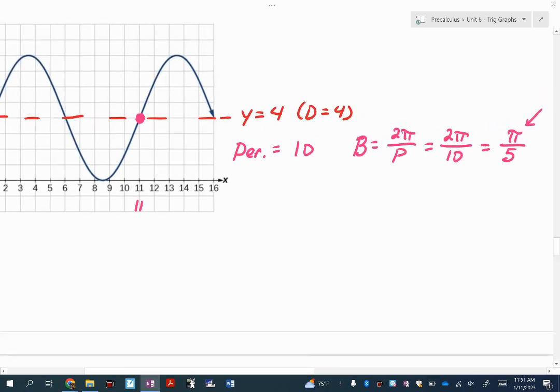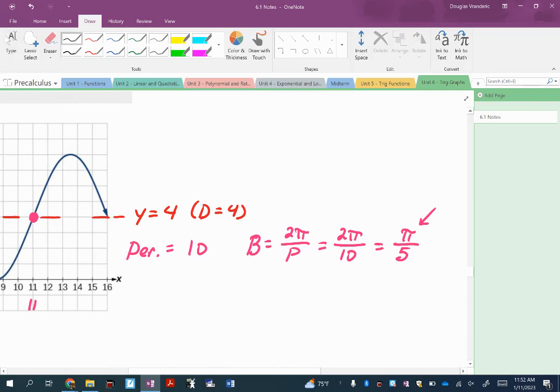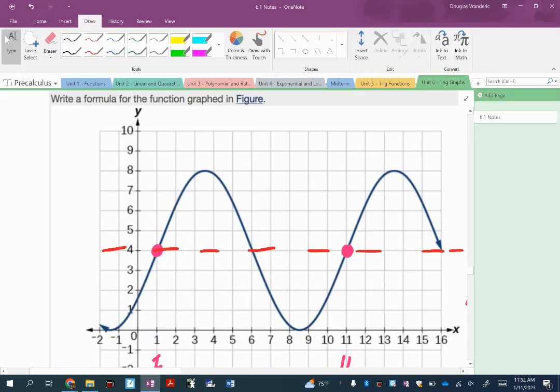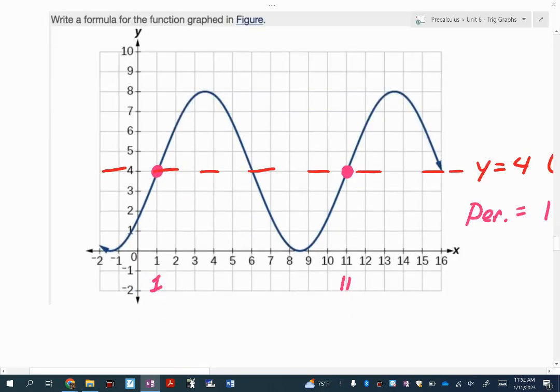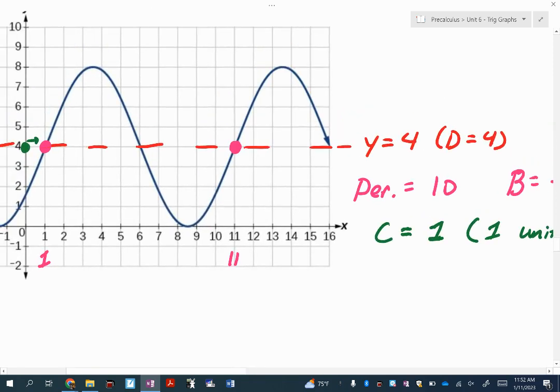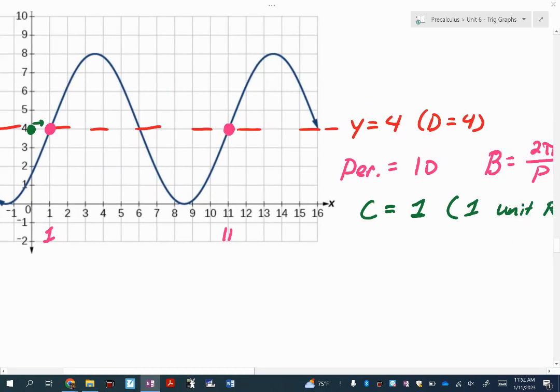So I've got letter B, I've got letter D. Let's try to find any horizontal shift. All right, it looks like if this were not being shifted, I would be starting at 0, 4. But it looks like I'm starting at 1, 4. So that's a shift of 1 unit to the right. So my letter C, and again, I'm just going to write C. I know the notes have said C over B, but it's just going to be 1 unit to the right. So I'll put that in parentheses. So 1 unit right, which is a positive. You got to think opposite when you do this. Okay, and then what do I need left? Oh, the amplitude, my A.